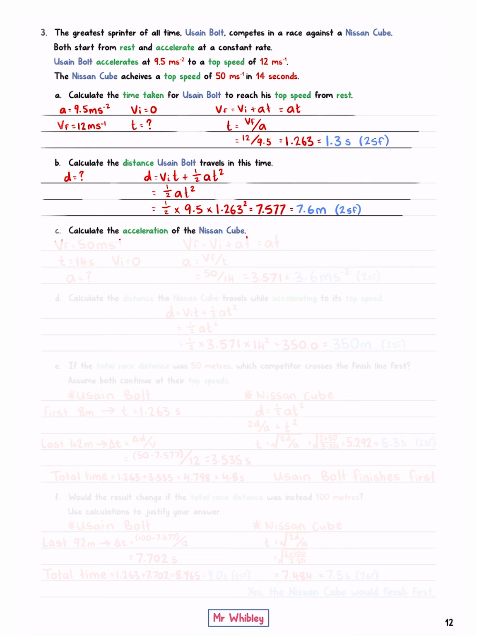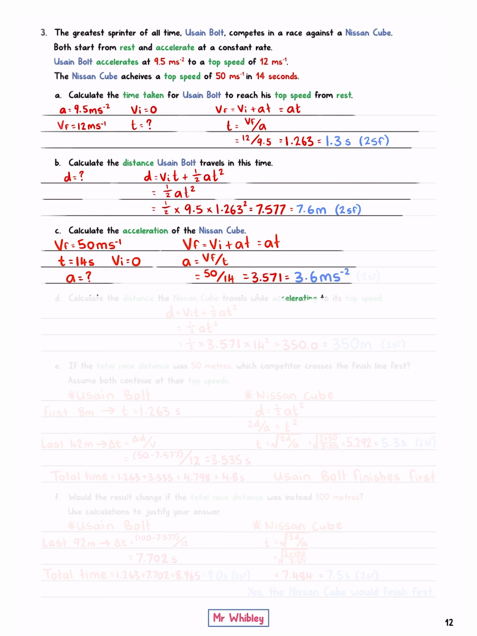The top speed of the Nissan Cube is 50 meters per second. It achieves this in 14 seconds, starting from rest, with an acceleration that we're trying to find. The quantity that we aren't given and we don't care to find is our distance, so we can choose the equation without our distance. Vi is 0, so this simplifies to at. Divide both sides by t to solve for acceleration. Put our numbers in, which gives me 3.571 or 3.6 meters per second squared to two significant figures.